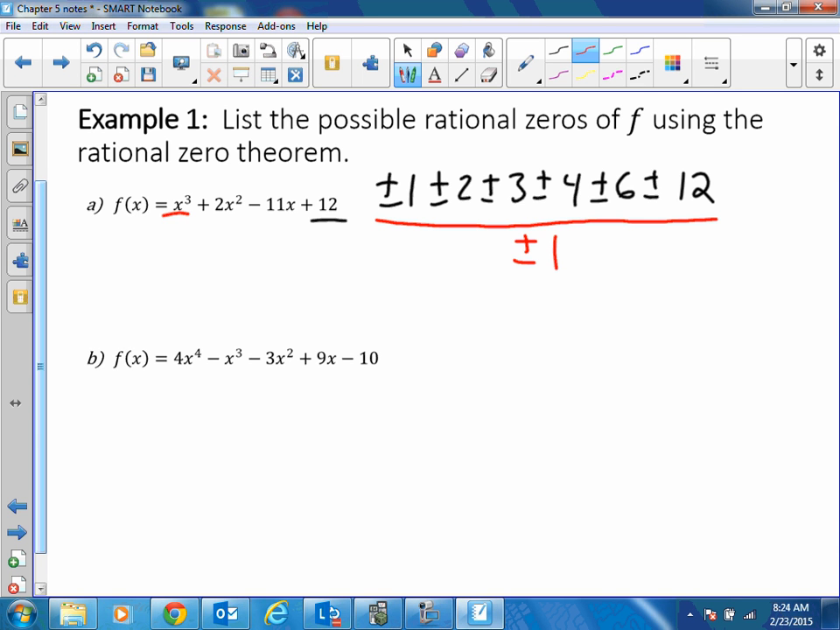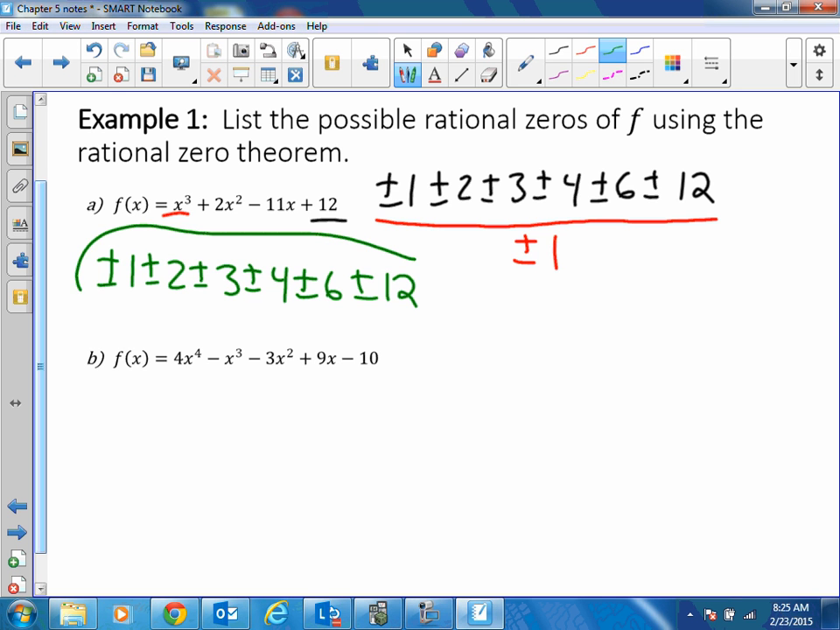If you divide anything by 1, it's itself, so really the list is just going to be all those numbers on top. And that would be your answer. Those would be the possible rational zeros of that function. Go to the next one.